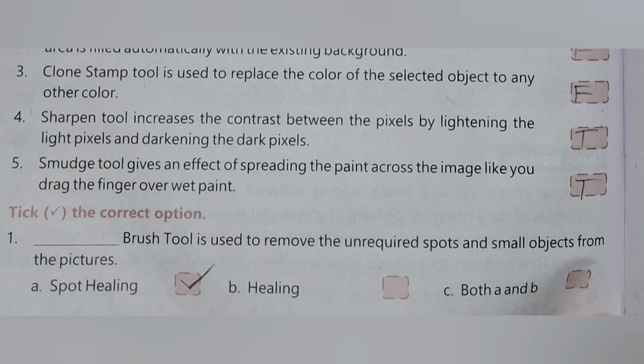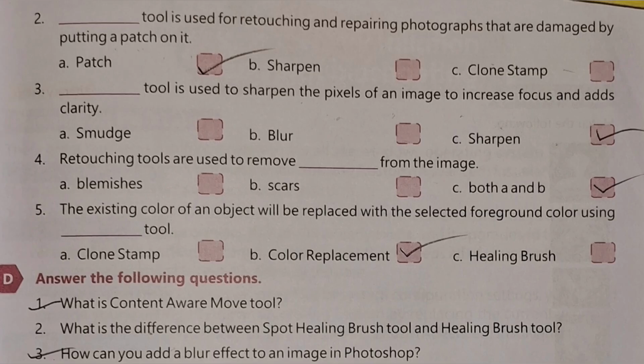Number 1. Dash brush tool is used to remove the unrequired spots and small objects from the picture. So the answer will be spot healing. Number 2. Dash tool is used for retouching and repairing photographs that are damaged by putting a patch on it. So the answer will be patch tool. Number 3. Dash tool is used to sharpen the pixels of an image to increase focus and add clarity. So the answer will be sharpen.